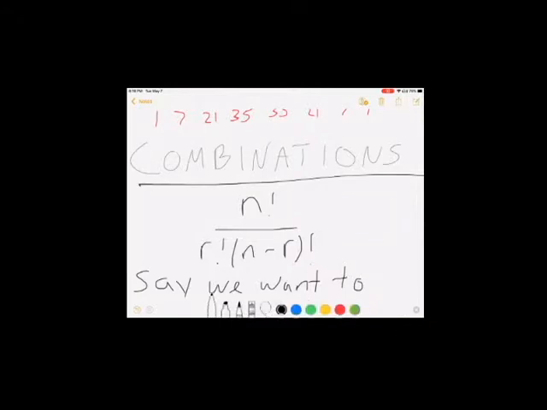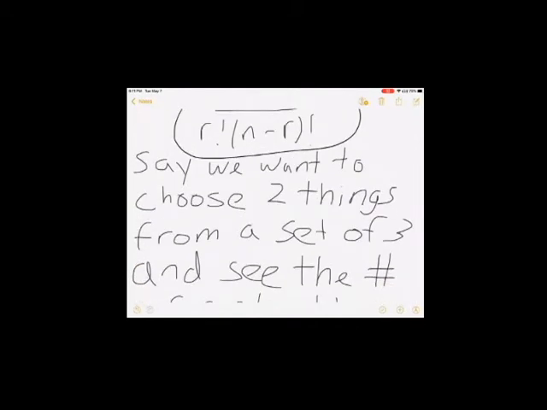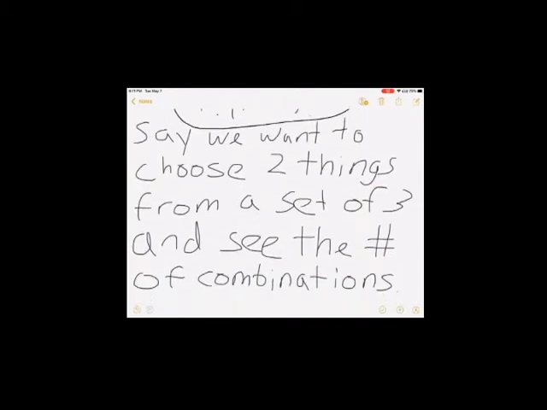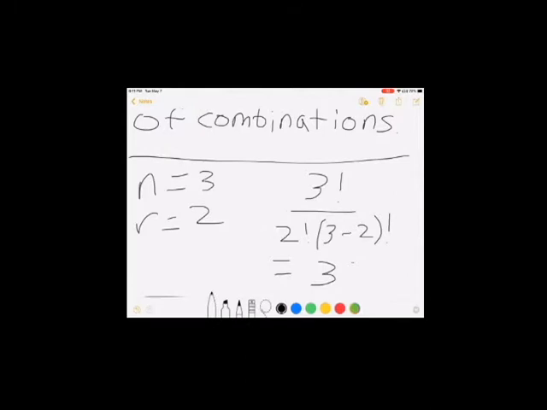Now this is the standard formula for combinations, n factorial over r factorial times n minus r factorial. So say our question is we want to choose two possible things from a set of three total things and see how many combinations are possible. If we want to do that, we plug in 3 for n because n represents how many total things we have, and 2 for r because r represents how many things we want to pick. When we plug that into the formula, we get a total of 3 possible combinations.